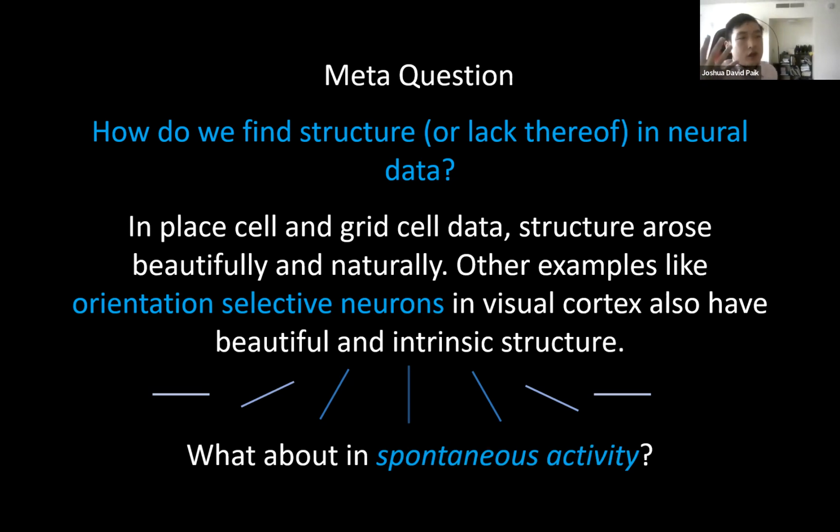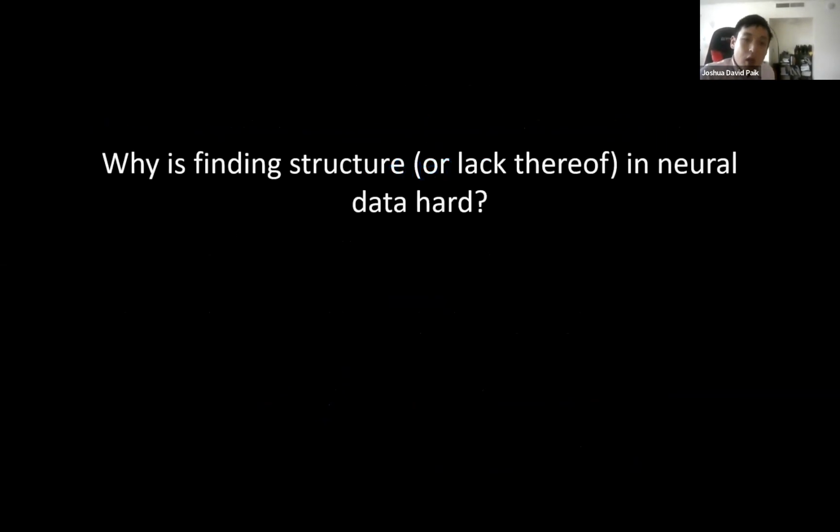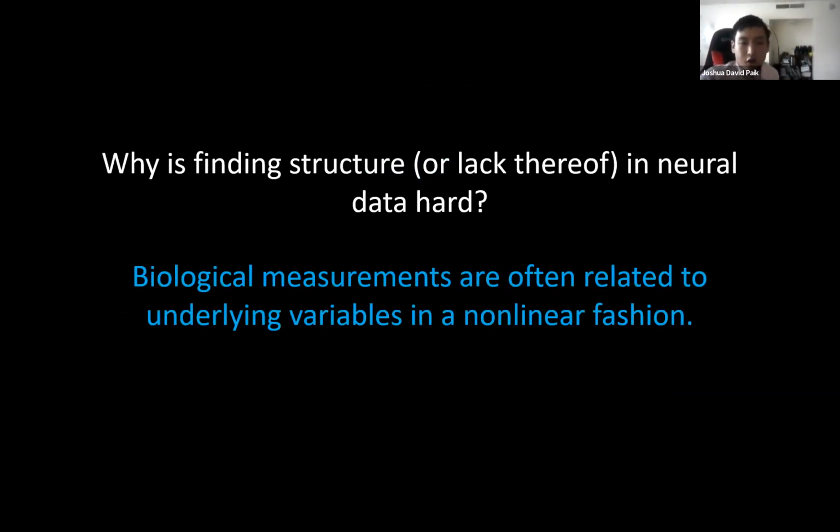What happens to neural activity when the subject is not being stimulated with, let's say, a visual stimulus? There isn't necessarily inherent structure there, but we want to know whether or not there is. So we want to find structure, but why is finding structure, or lack thereof, in neural data hard?